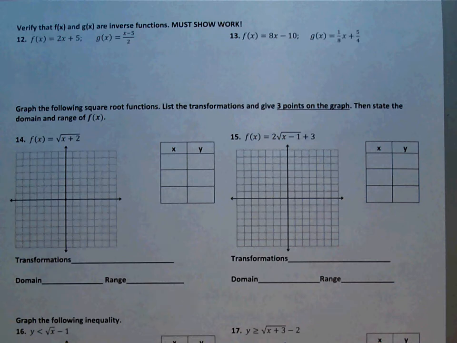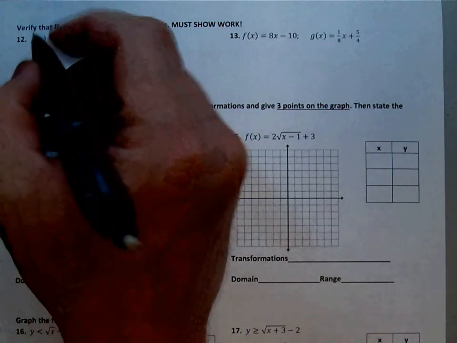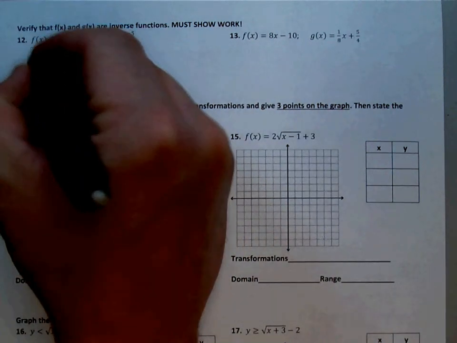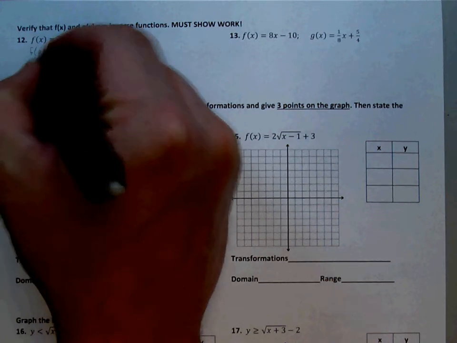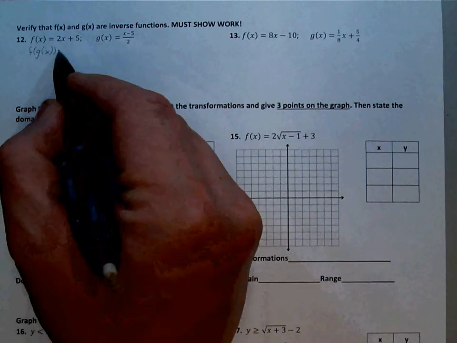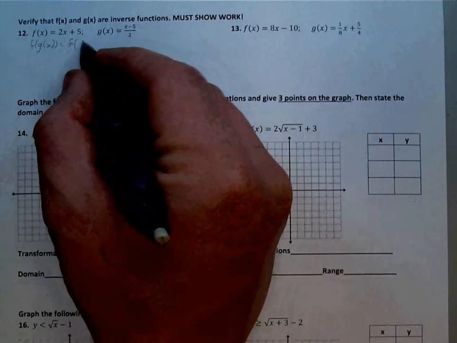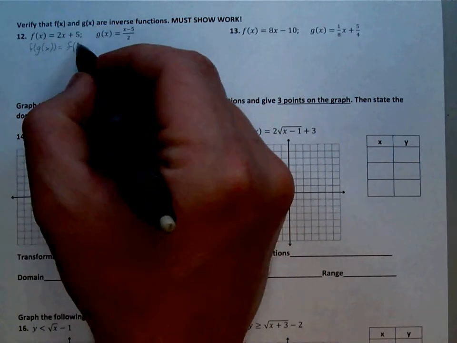Alright, here we go on the second page. Number 12, trying to determine if they're inverses, we have to verify that f of g of x equals x and that g of f of x equals x. So we'll start with f of g of x. So g of x is x minus 5 over 2.